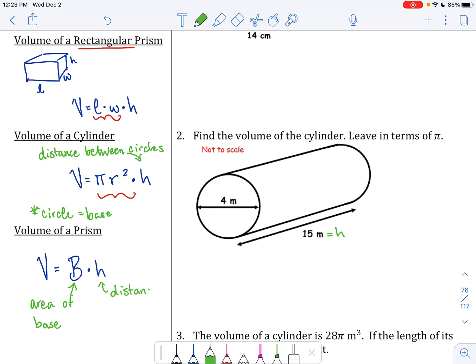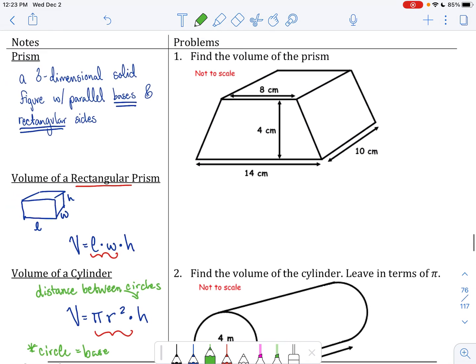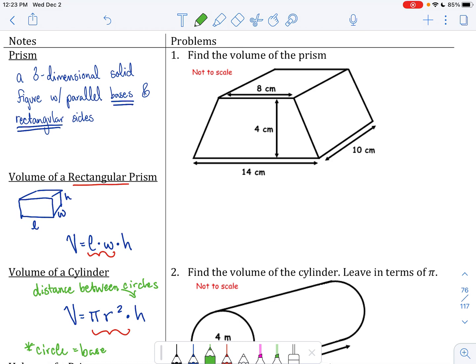It's not what's in the up and down direction, but it's the distance between the shapes that aren't rectangles. The sides that are not rectangles. Now, for example, if I'm looking at number 1 here, it says find the volume of the prism. The first thing I always like to do when that's the problem is identify what the base is. Well, there's only one non-rectangular side I see, which is this side facing us here. So therefore, that is our base, which in this case is a trapezoid.